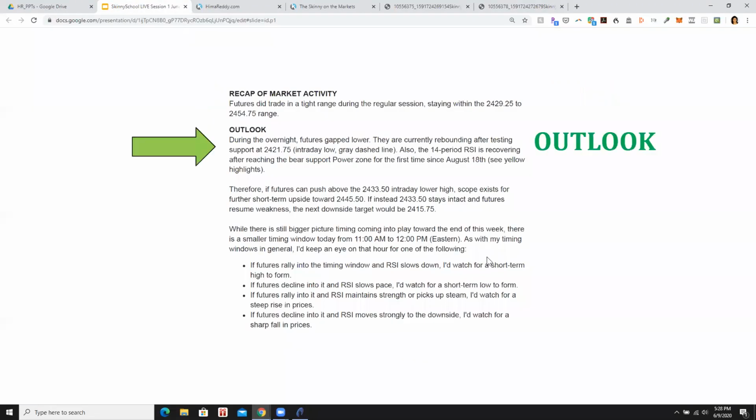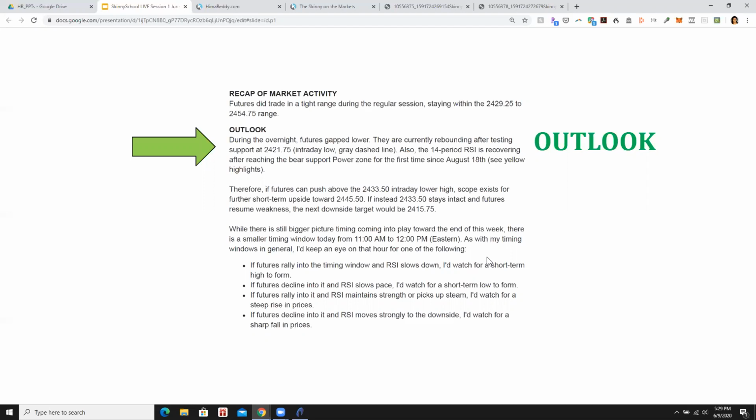Fantastic. Okay. Now the outlook. The outlook is the most important section of the report. It gives you my precise analysis, again, based on my 20-something years analyzing the markets. It gives you what you need to take advantage of the price action ahead, whether the ES trades up or down from the time the report is published.